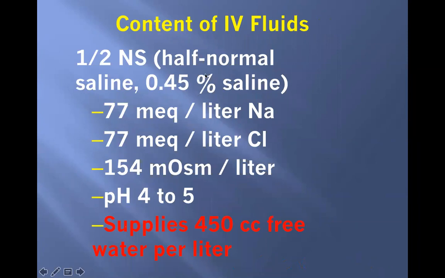Here, the 1/2 normal saline. This is, I think, unavailable, but from the theoretical point of view it is easy to understand: this is 1/2 the normal saline, which means the osmolarity of this type of fluid is half that of the normal saline. So this can supply about 450 ml of free fluid per liter.